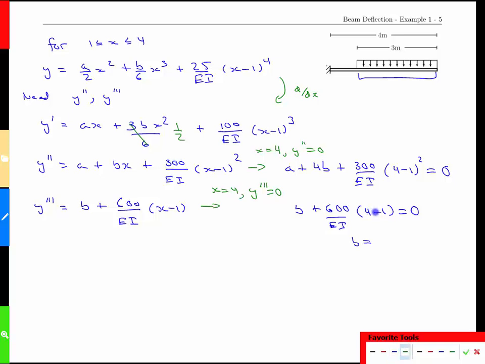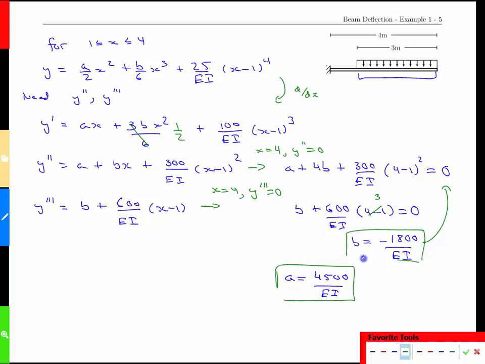600 times 3 is going to be 1800. It's going to be on the other side of the equation, so we'll have 1800 over EI. And then when we sub that into here, we're going to solve, and by the time we're done, it'll take a little bit of calculation, but we'll get that a is 4500 over EI.